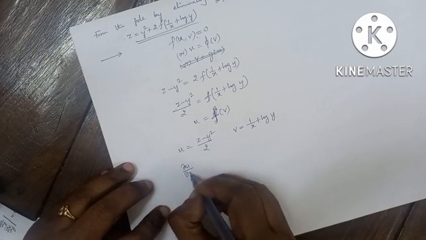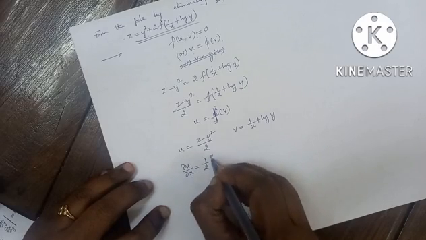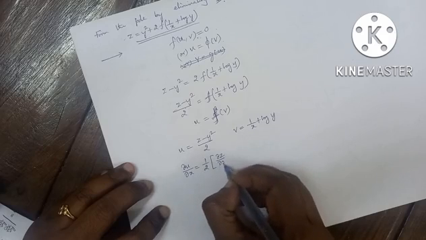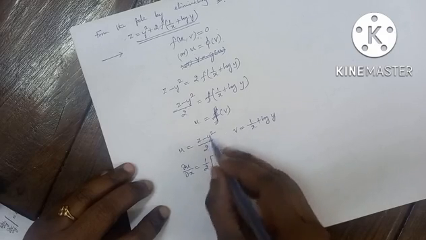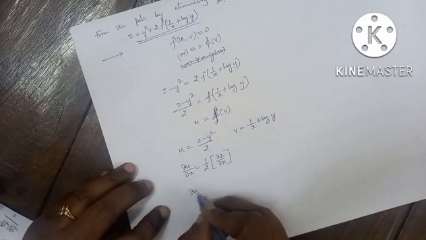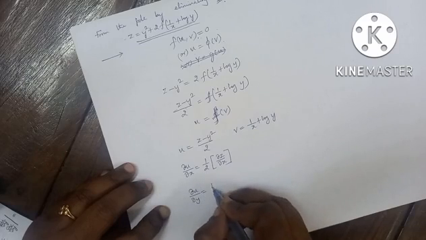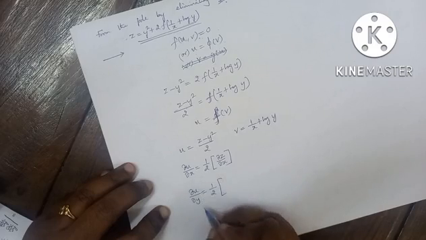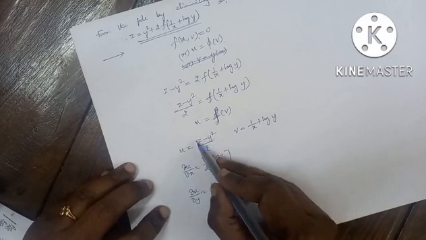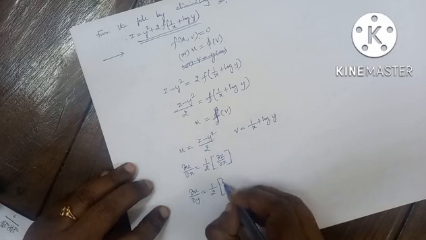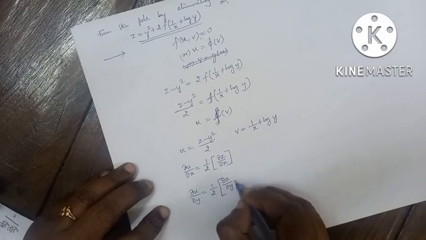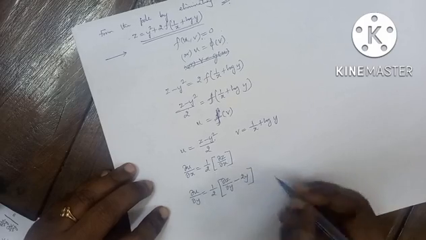Differentiate u with respect to x. Take 1 by 2 outside. Differentiate z with respect to x. Differentiate y with respect to x, 0. Similarly, listen here, take 1 by 2 outside. Differentiate u with respect to y. z is not constant, okay? dou z by dou y minus 2y, okay?